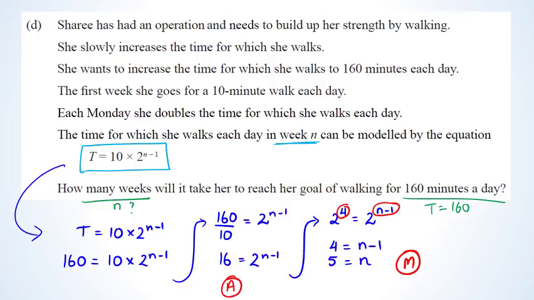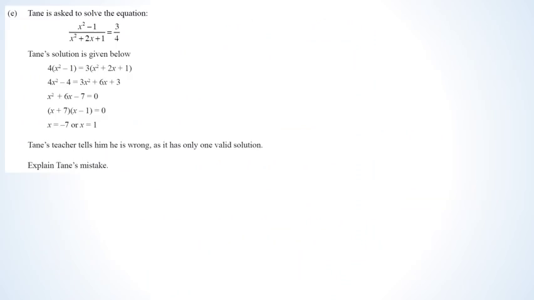All right, let's go to the next question. All right, guys, for this question, there's actually so many different ways of showing why Tane is wrong, and that this equation only has one solution.